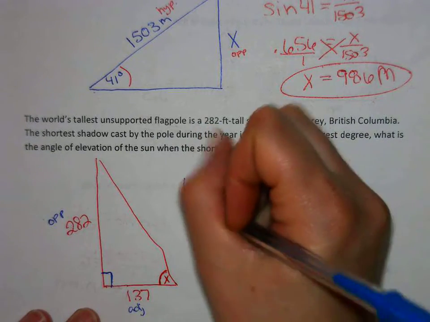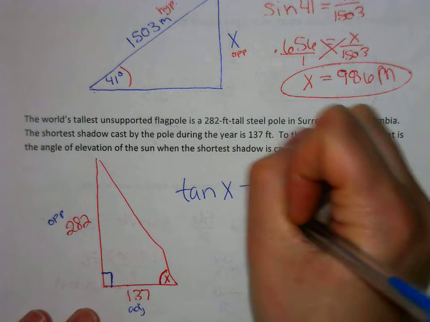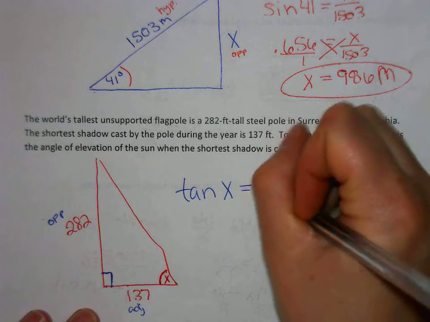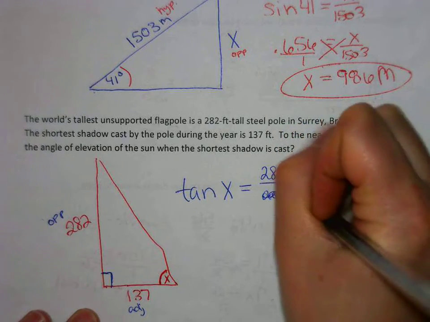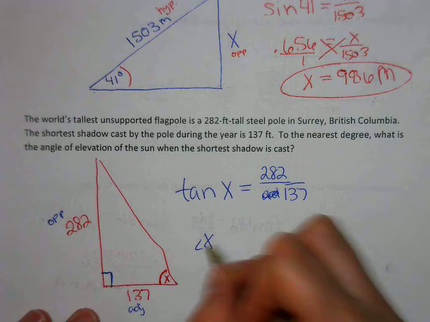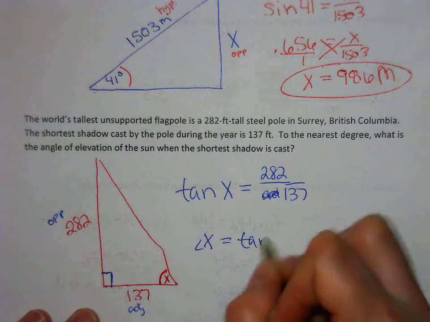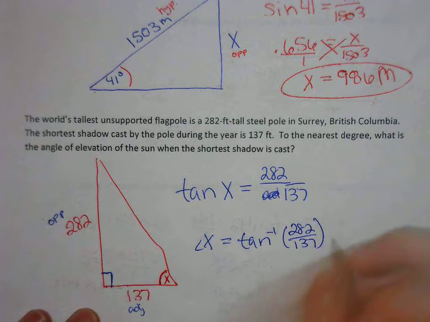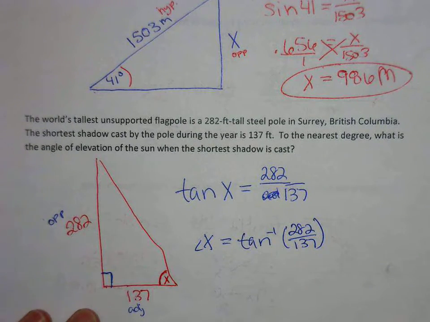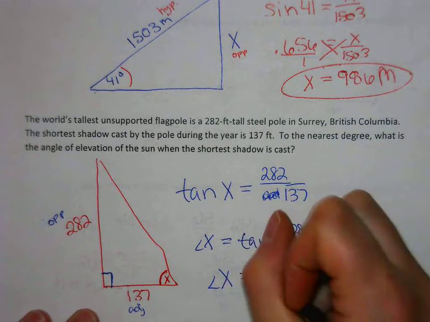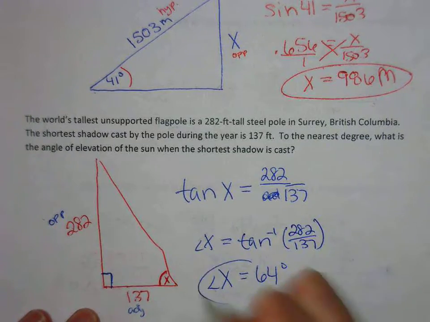So we're working with the tangent of x equals the opposite side over our adjacent, which is 137. If we want to find the angle x, we want to find the inverse tangent of 282 over 137. When we use our calculator and divide the two, we get that the angle of elevation is 64 degrees.